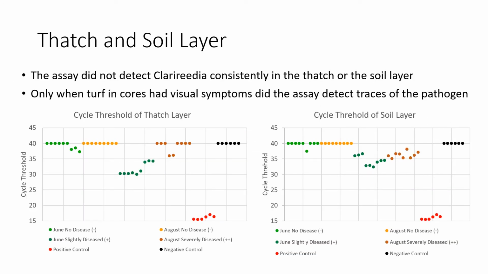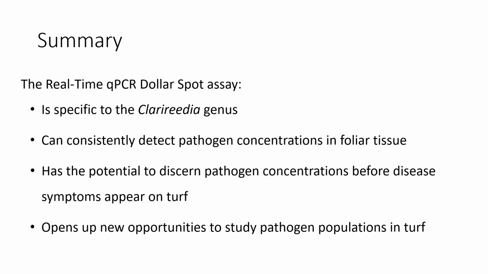qPCR testing of the lower thatch and soil layers indicates that these layers are only effective for tracking the dollar spot pathogen once symptoms had already appeared. In summary, I have successfully developed a qPCR assay that identifies the presence of the dollar spot pathogen in field core samples before visual symptoms appear. Our results indicate that the pathogen is primarily found within the foliar and crown layers. This creates an excellent opportunity to study how the pathogen population develops in response to factors including turfgrass species and cultivar, fungicides, and environmental conditions.